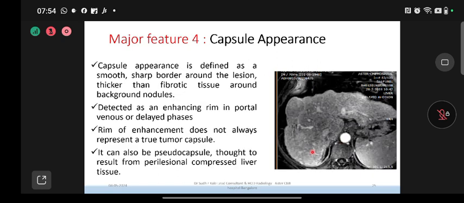Then coming to the next major criterion, that is the capsule. So what do we mean by capsule? After the venous phase, the immediate delayed phase images show that, in addition to the washout, a thin rim of capsule forms around the lesion. This is what is called the capsule appearance of a lesion. Again, this is the hallmark of HCC, right?